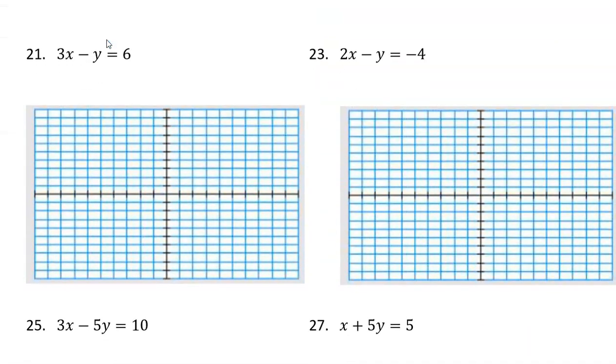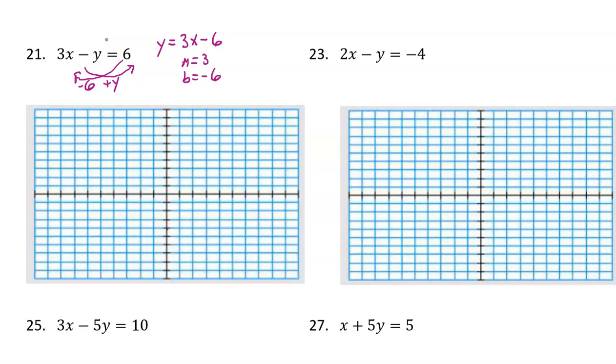Number 21. Here's a linear equation, but it's in standard form. We want it to be in slope-intercept form. So to get the letter y alone, I could add the y to put it to the right side, but that means I want to subtract the 6 to put the 6 on the left side. The letter y will now be alone, and we have 3x minus 6. So the value of m is 3, and the value of b is -6.